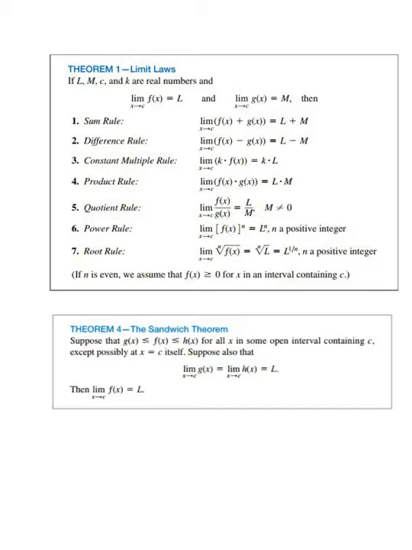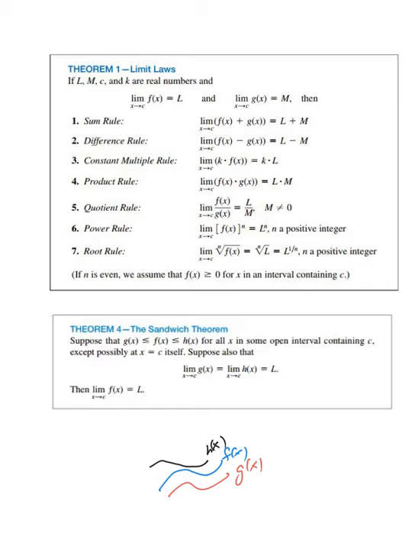The sandwich theorem essentially says if you have a function f of x and it's between two other functions, g of x and h of x, in other words, I have something that looks like this. This would be my g of x. This would be my f of x. And this would be my h of x. So you can see that f of x is between g of x and h of x.